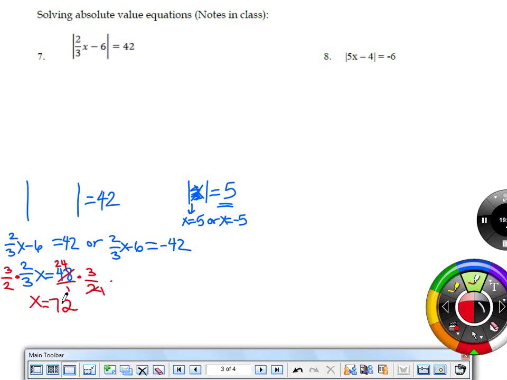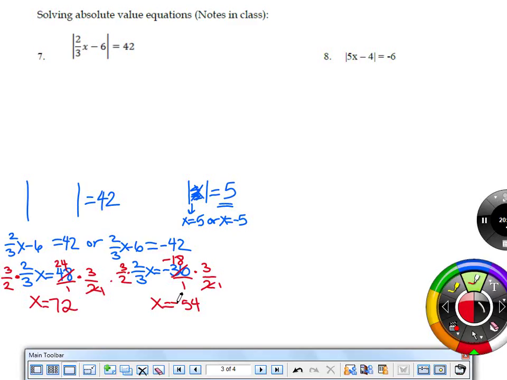And so here, same idea. I would add 6 to both sides. So I would get 2/3 x equals negative 36. And then again, I'm going to multiply by the reciprocal of that fraction in front of x. So multiply by 3/2. Okay, so 2 divided by 2 is 1, and 36 divided by 2 is 18. So this is like 18 times 3, which is 54. So x is either equal to 72 or negative 54.